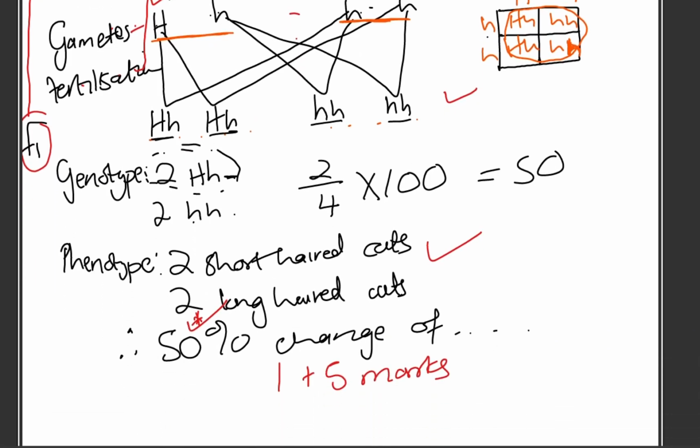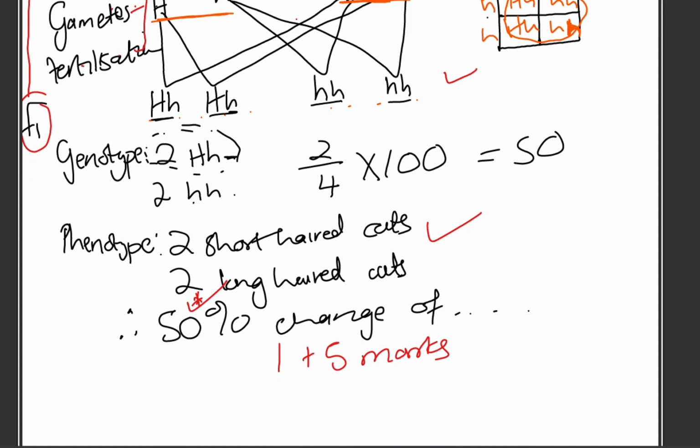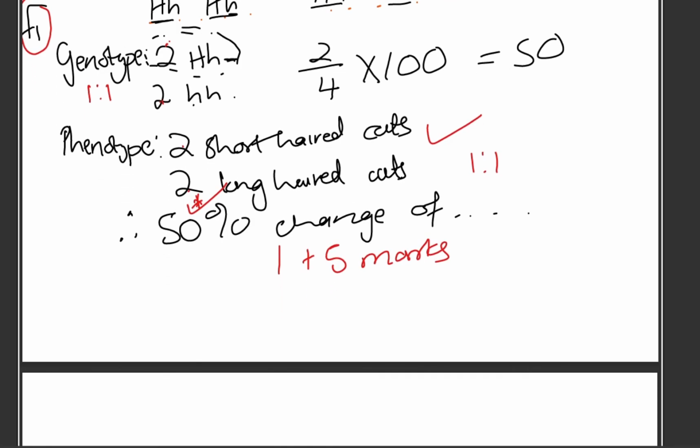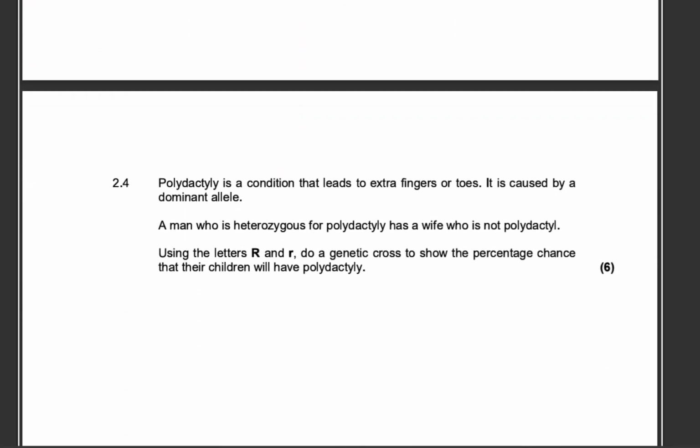I think, guys, I've explained everything. If they had asked for a genotypic ratio, this would obviously be 2:2, then you simplify it and say 1:1. So genotypic ratio would be 1:1, and phenotypic ratio is still 2 and 2. It would be 1:1 because you have to simplify it. All right, let's move to the next question, guys.